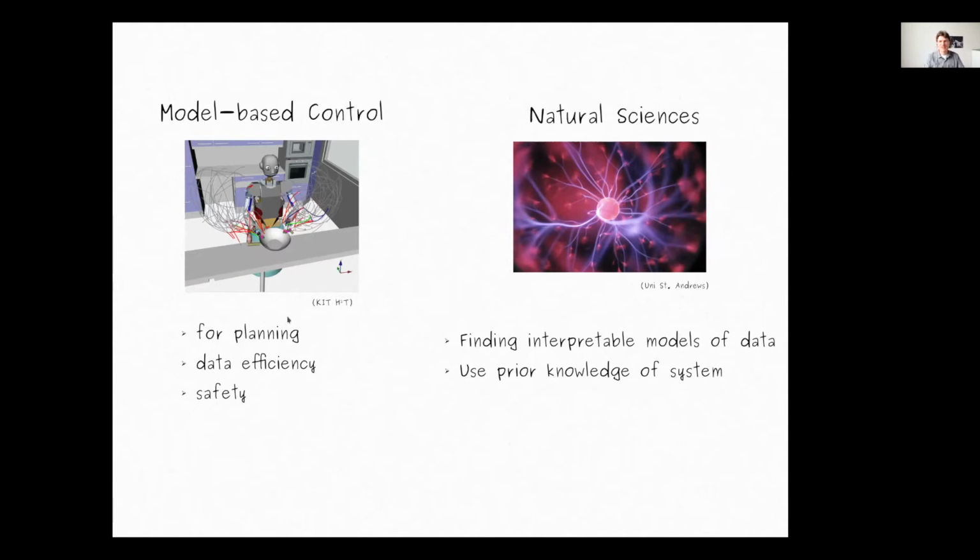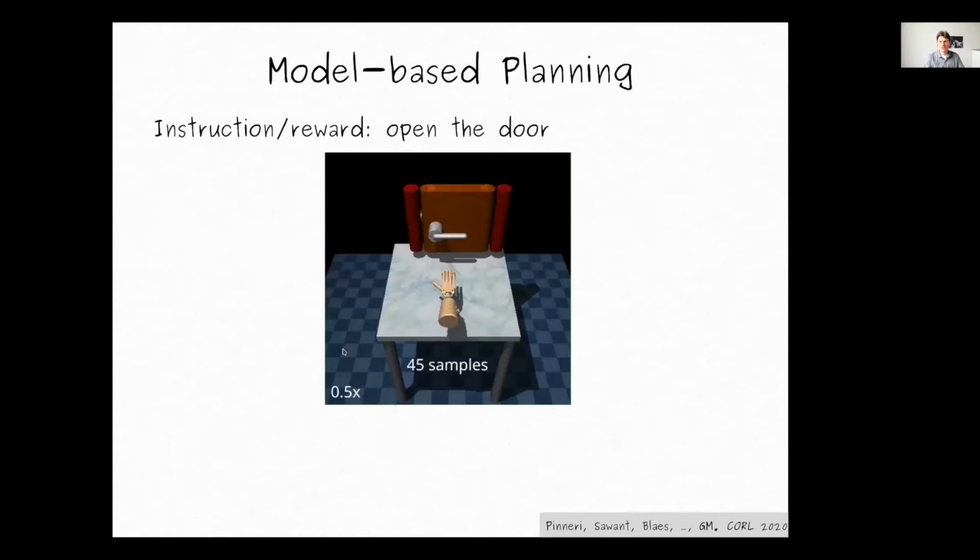Here I have a little bit of an example of a robot. This arm, this hand with 20 degrees of freedom, should open that door, and it only gets a reward if it opened the door, otherwise not. And here I show you, if I have a very good model and I can do planning with some recent advances, you can do this very fast.